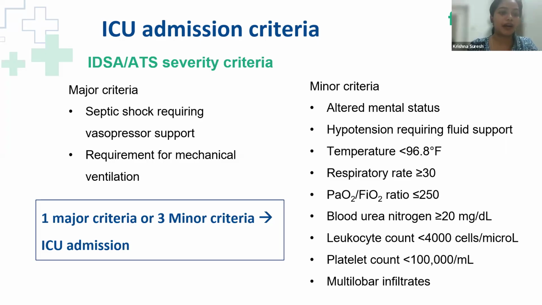The major criteria are septic shock requiring vasopressor support, and requirement for mechanical ventilation. Minor criteria include altered mental status, hypotension, hypothermia, respiratory rate more than 30, PaO2 to FiO2 ratio less than or equal to 250, blood urea nitrogen more than 20, leukocyte count less than 4,000, platelet count less than 1 lakh, and multilobar infiltrates. If a patient satisfies 1 major criteria or 3 minor criteria, it warrants ICU admission.